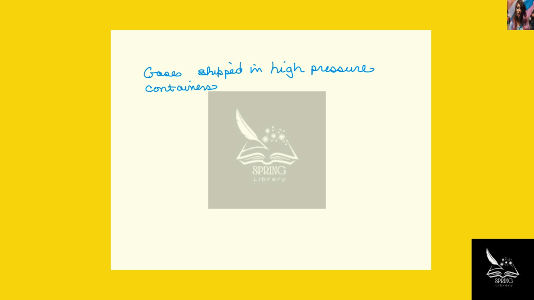We are told that many gases are shipped in high pressure containers. So we're given our first tank has a volume of 55.0 gallons. It contains O2 gas at 16,500 kilopascals at 23 degrees Celsius. And we have 4 questions to answer.